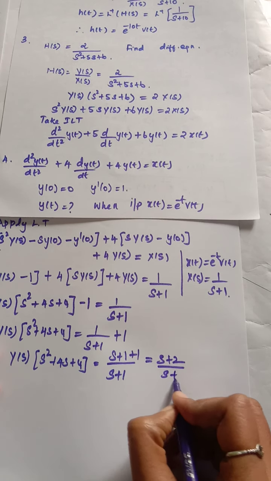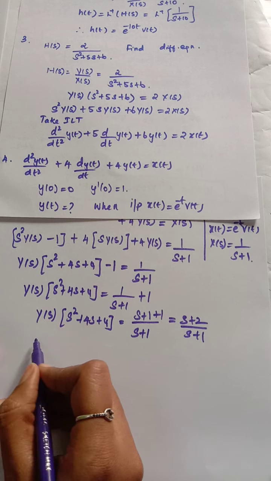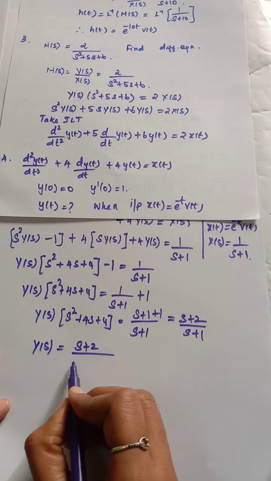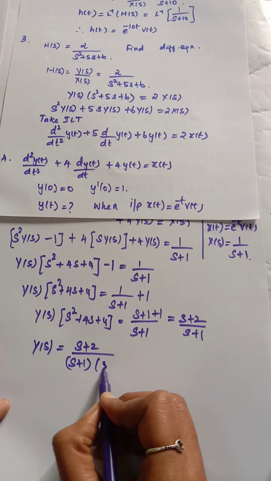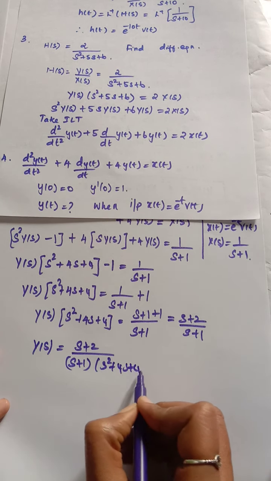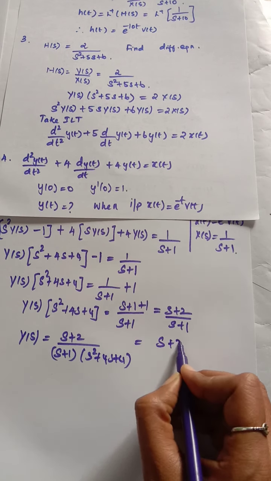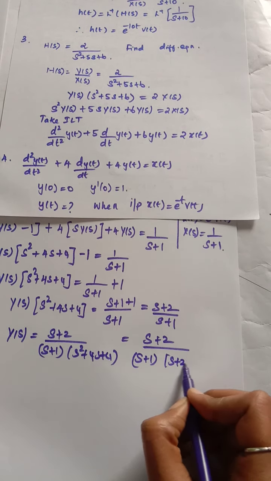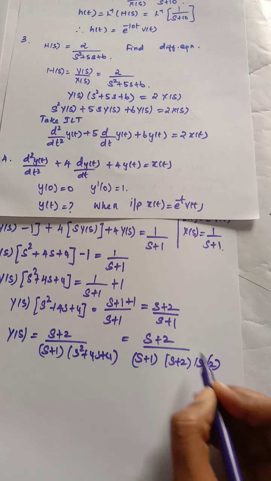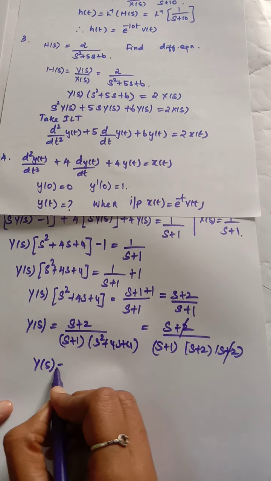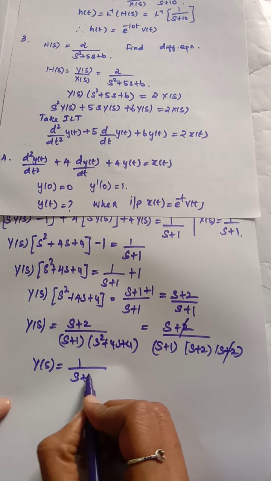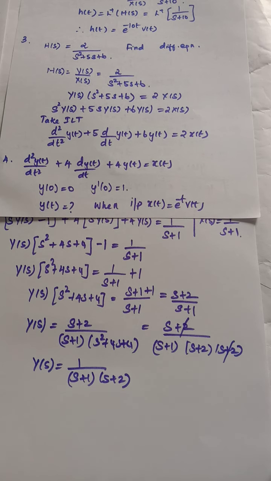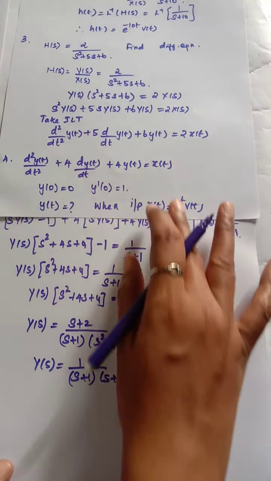by s plus 1. Okay, so here Y of s is equal to s plus 2 divided by s plus 1 into s square plus 4s plus 4. So s square plus 4s plus 4 can be written as s plus 2 into s plus 2. So the s plus 2 will get cancelled, so your Y of s is equal to 1 by s plus 1 into s plus 2. Now you need to find y of t. How will you find y of t? By taking the inverse Laplace transform.